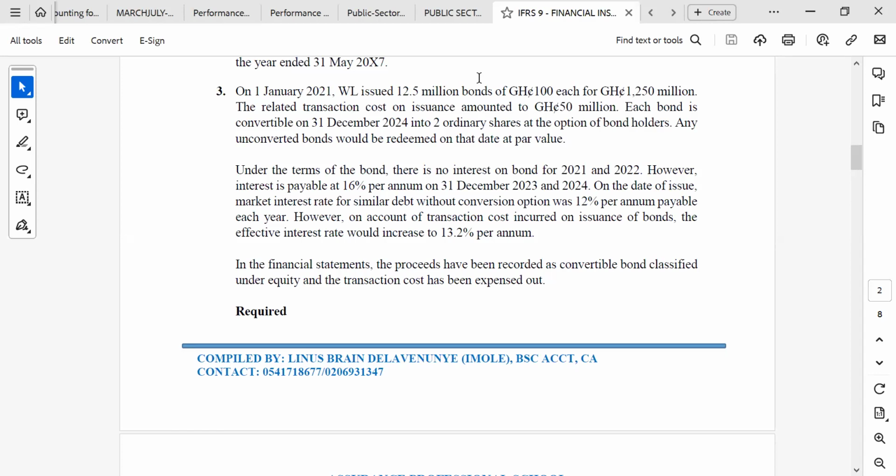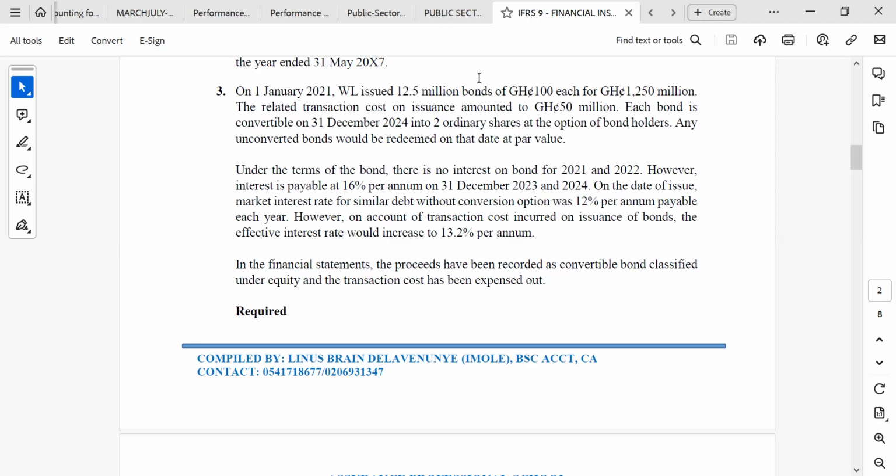The related transaction cost on issuance amounted to 50 million. Each bond is convertible on 31 December into 2 ordinary shares at the option of what? Of the bondholder. So it means that they can decide to convert, or they can decide not to convert. If it is at the option of the entity, it means that the entity can call for the conversion.